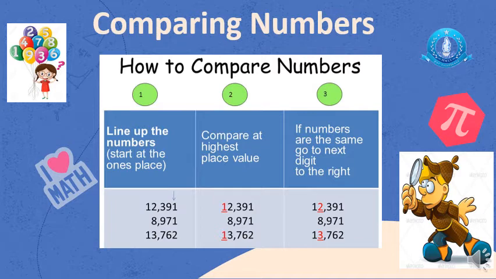If you have to write these three numbers according to comparing numbers, like first will come greater, then smaller, and then smaller. So how you will write? You will write first 13762 because it's the greatest number, then 12391, and the last one is 8971 because 8971 has 4 digits. It is the smallest number.